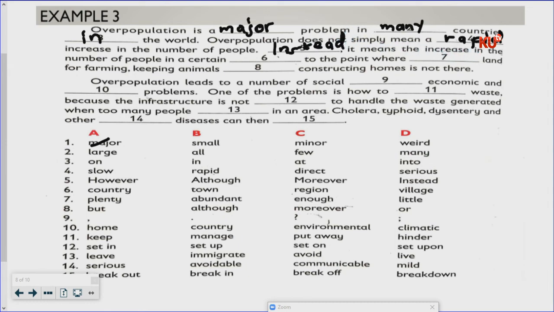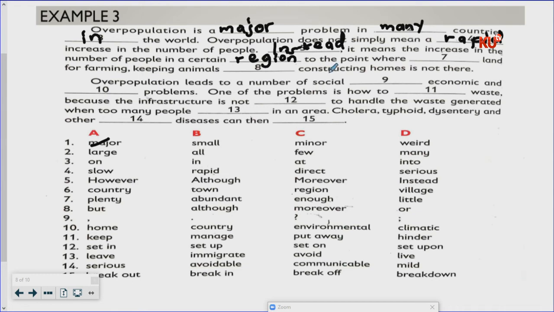the increase in the number of people in a certain country, in a certain town, in a certain region, in a certain village. The correct is region because it is not talking about countries. Even towns can be overpopulated and villages too. So you use region, which is a word that cuts across.